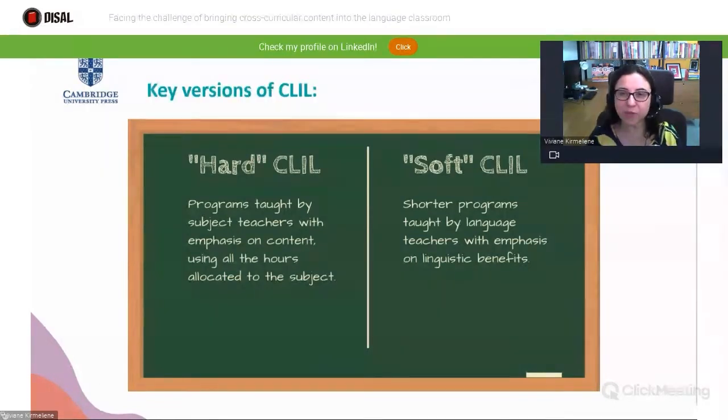So can you see the difference? In soft CLIL, we focus on the linguistic benefits. In hard CLIL, we don't. The language is a bonus. So if you think of the two plates on the scale, in soft CLIL, the plate of language is heavier, let's say. Okay.